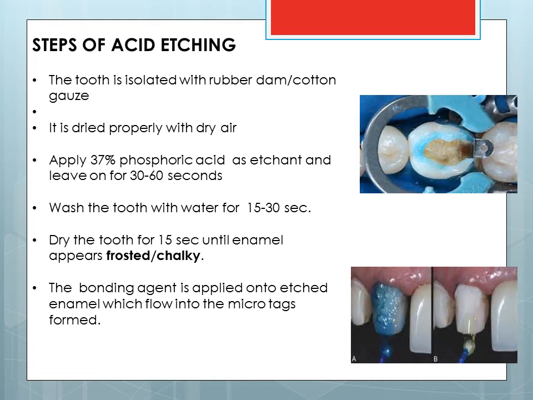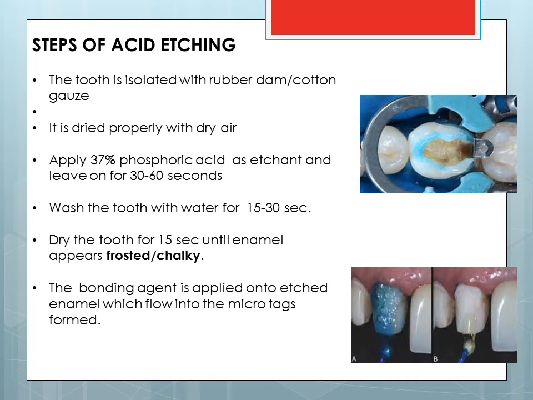So the first step is obviously you will isolate the tooth with a rubber dam or cotton gauze. It's very important that, as we mentioned in the earlier slides, there should be no saliva or moisture contamination. There should be excellent isolation and moisture control. You should have a dry field, which you can achieve with a rubber dam or cotton gauze. It is then properly dried with dry air.